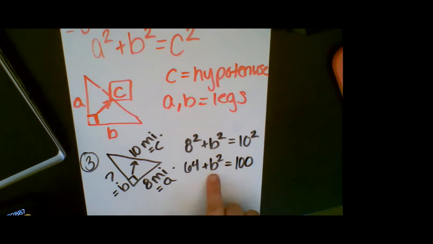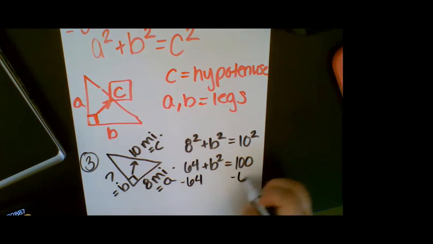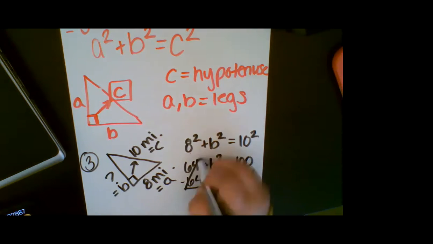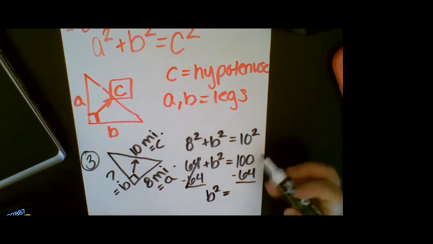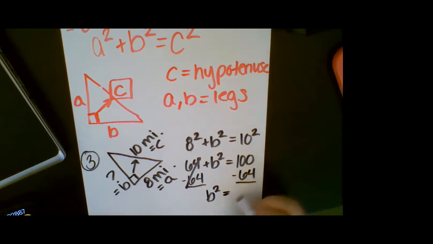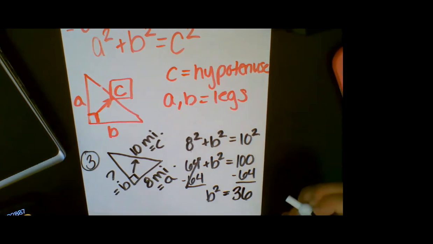Okay, now B is not by itself. In the other examples, C was by itself, but B is not yet by itself. So we got to get it by itself by moving this guy away from it. Since they're added together, we're going to move the 64 by subtracting it. That's that 1 extra step that we didn't have to do in the last one. So we move the 64 over by subtracting it. And now we have B by itself, and we just have to do 100 minus 64. Type that in your calculator, we get 36.